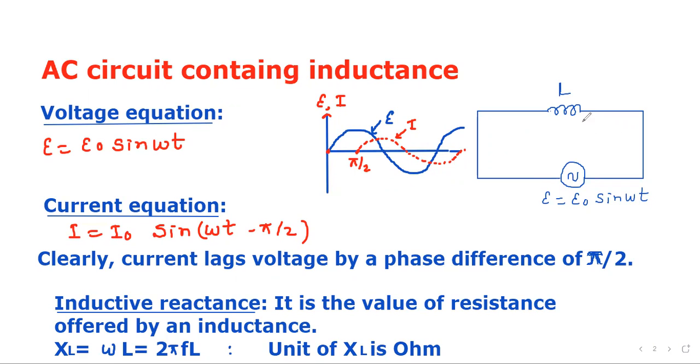So here this is the inductor, as I told you earlier. Now inductive reactance. It is the value of resistance offered by an inductance. So it is written as XL, which is also written as omega L, and omega equal to 2 pi F. So XL equal to 2 pi FL. The unit of XL is ohm because it is resistance.